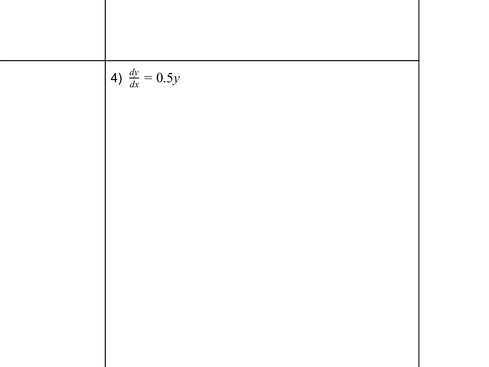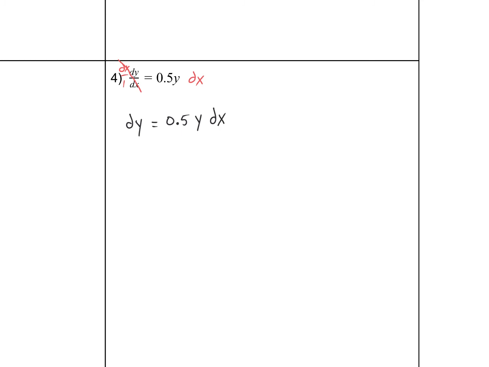Okay, so dy/dx is equal to 0.5y. First step, separate the variables. So we want to move dx over to the right. We are going to multiply both sides by dx. So I'm going to sneak it in there, dx over 1 dx. So these cancel. I've got dy by itself over there, but on the right I still have 0.5y dx.